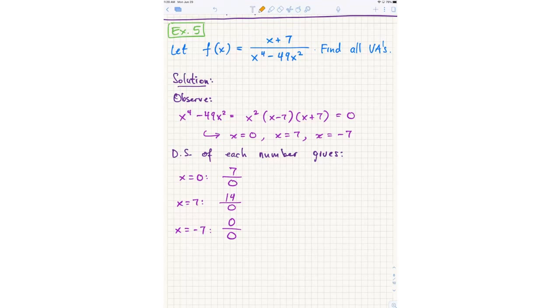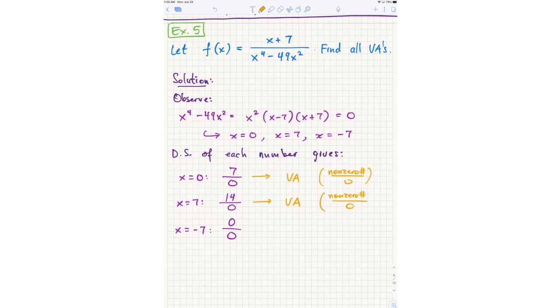Vertical asymptotes are lines. So we don't say 0 and 7 are vertical asymptotes. We say the line x equals 0 is a vertical asymptote. The line x equals 7 is a vertical asymptote. So x equals 0, that's a vertical asymptote. x equals 7, that's a vertical asymptote. Why? Because I get non-zero over 0. That automatically means vertical asymptote.